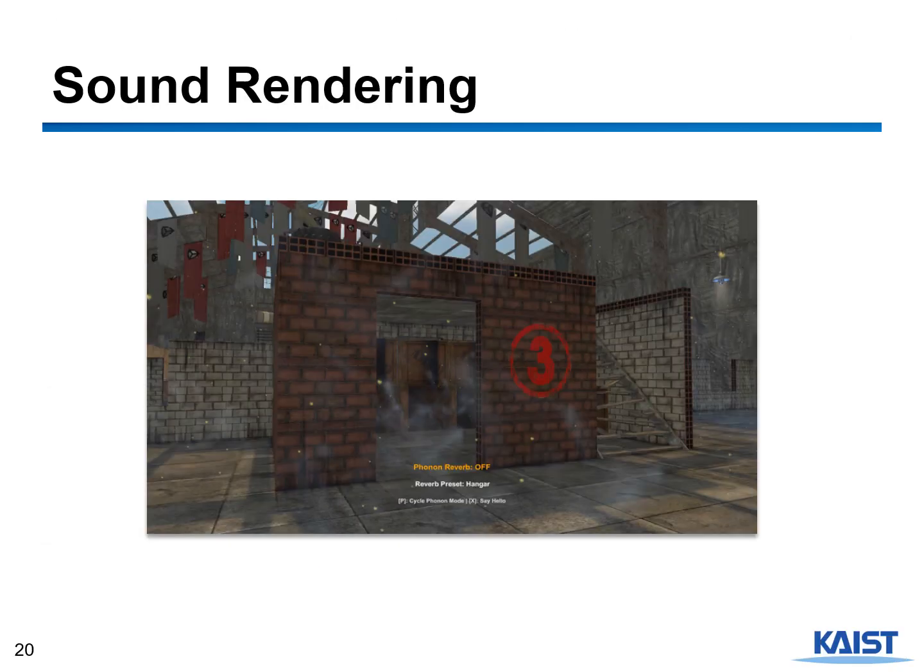These days, generating realistic sound is also important, like generating realistic images. Some of the techniques for generating realistic sound are very similar to those for generating realistic images. For example, we can use the ray tracing technique for generating sound. Here we can use the generated sound.